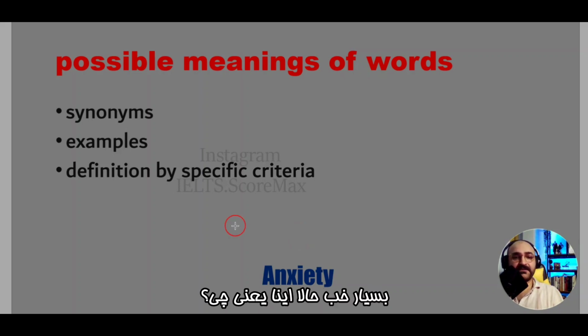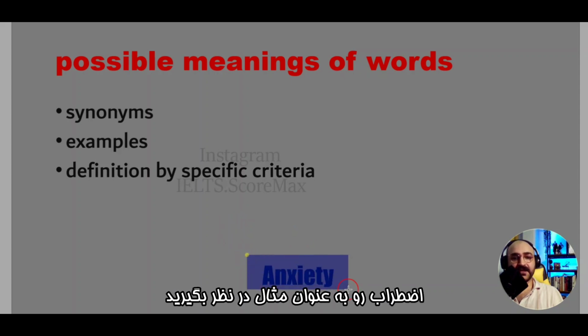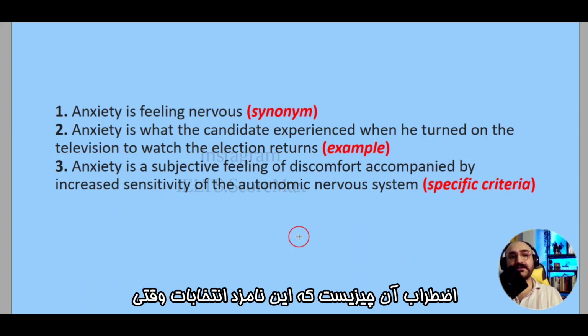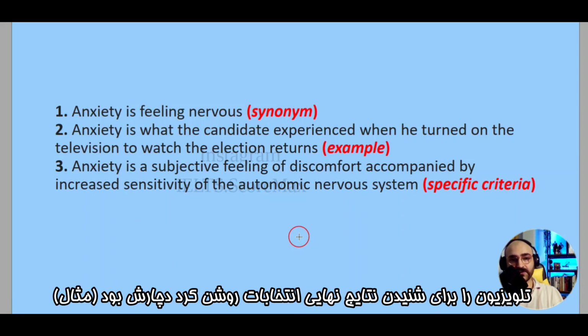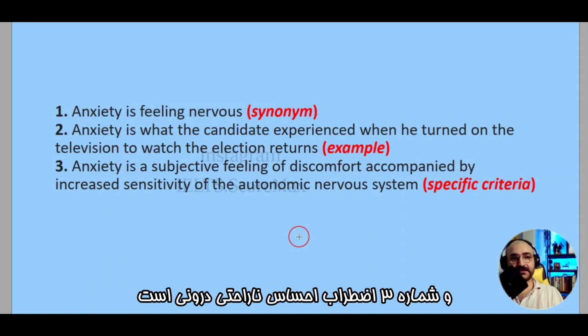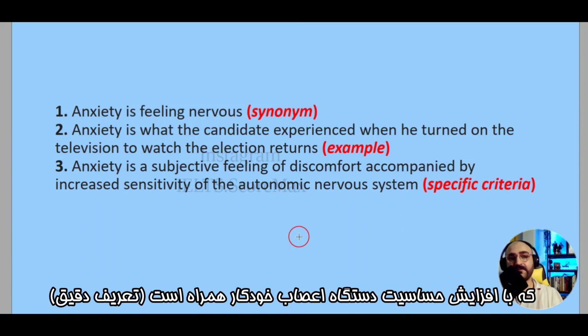Okay, what do they mean? Take anxiety as an example. Number one, anxiety is feeling nervous. As you can see, nervous is a synonym here. Number two, anxiety is what the candidate experienced when he turned on the television to watch the election returns. Here we just provide an example to explain what anxiety is. And number three, anxiety is a subjective feeling of discomfort accompanied by increased sensitivity of the autonomic nervous system.